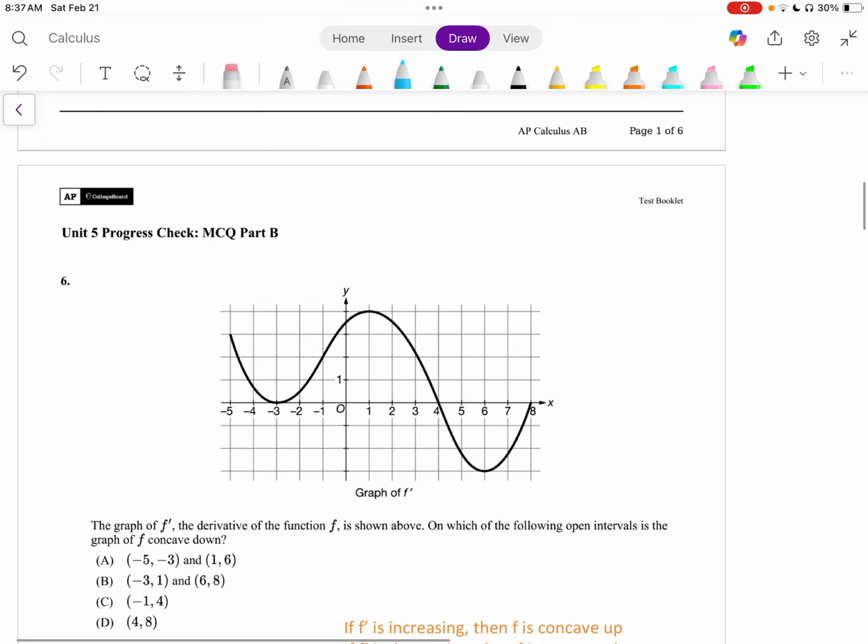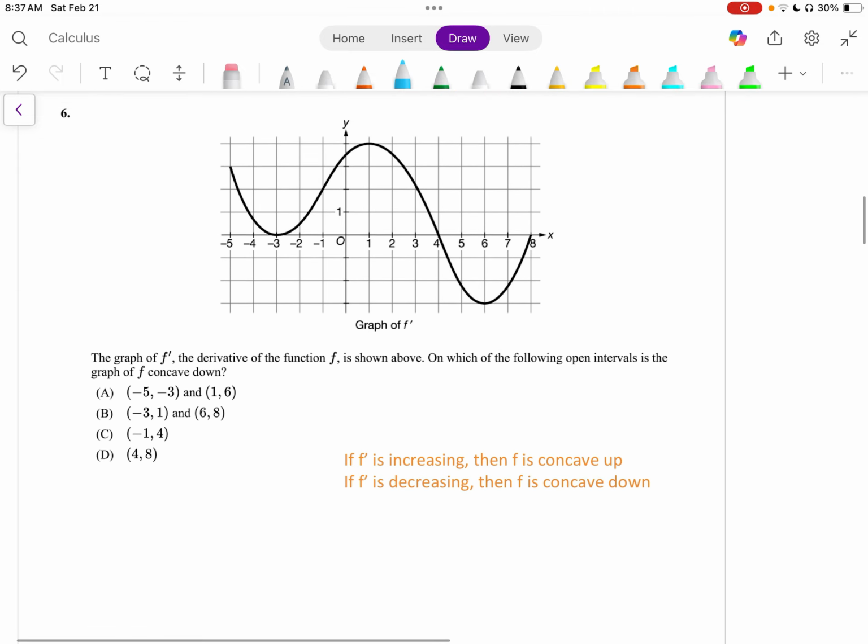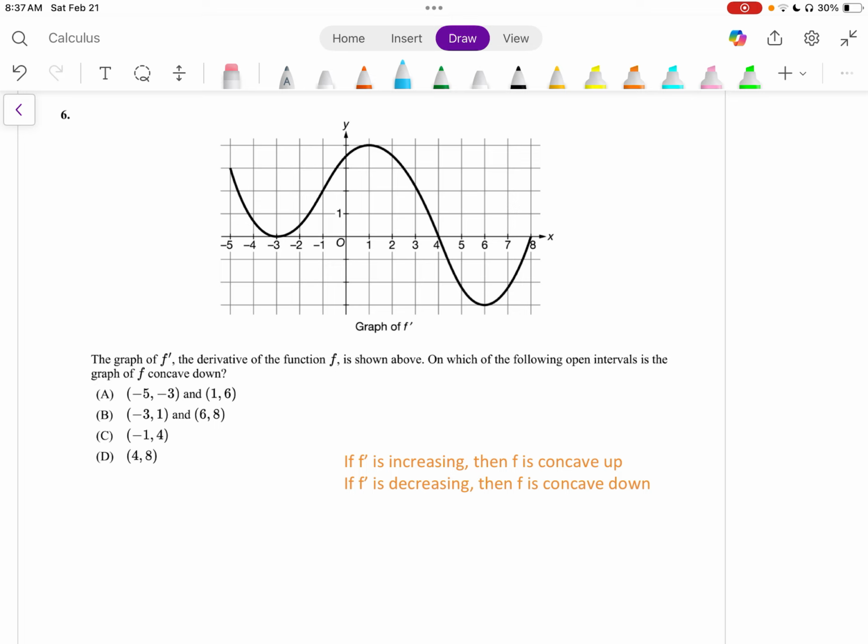All right, coming down to number 6. Looks like I typed in something here just to help us remember, and you don't have to read my bad handwriting. So number 6: the graph of the first derivative of f, or f prime, the derivative of the function f, is shown above. On which of the following open intervals is the graph of f concave down? So we're given a graph of the derivative. We're asked about the original function f. We want to know when it's concave down.